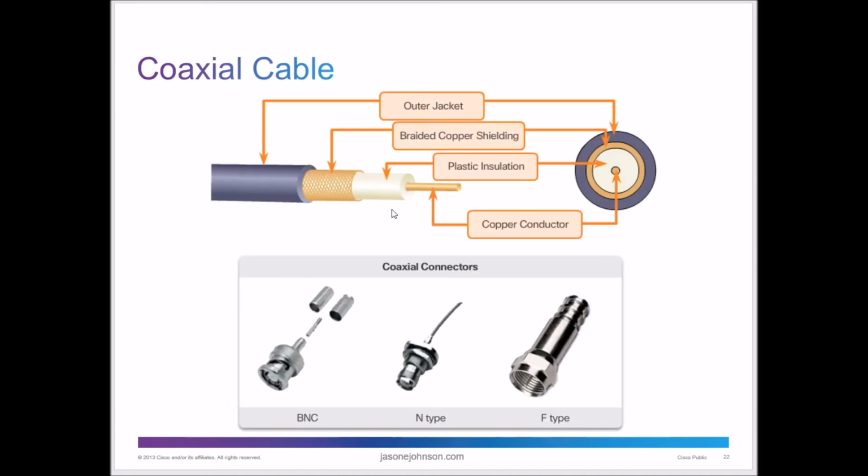In a coaxial cable, this is another breakdown, and you have different types of connectors on the ends of those. You have a BNC connector, an N type, or an F type. Usually you're going to see these F types with cable. When you have cable internet, like Comcast or Time Warner, something like that, you're going to have these F type connectors that come in. Those are the most familiar ones that you're going to see.